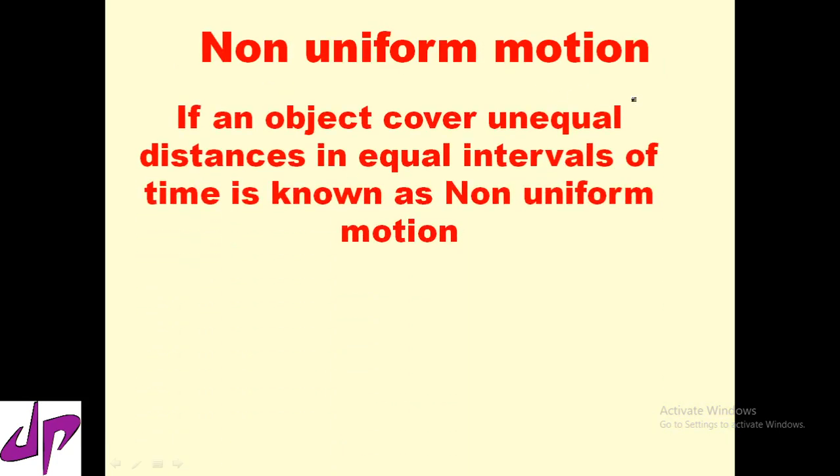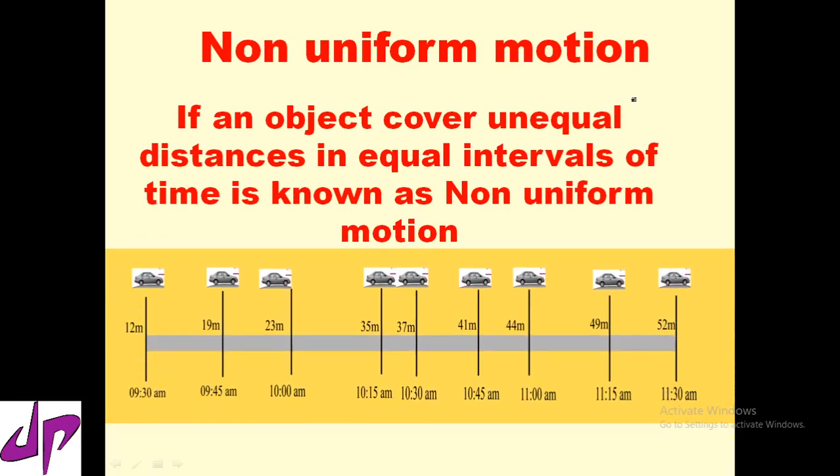Coming to non-uniform motion, the opposite. If an object covers unequal distance in equal intervals of time, it is known as non-uniform motion. Suppose here you can see between 9:30 to 9:45, which means 15 minutes. In 15 minutes, the car covered a distance of 19 minus 12, which means it covered 7 meter.